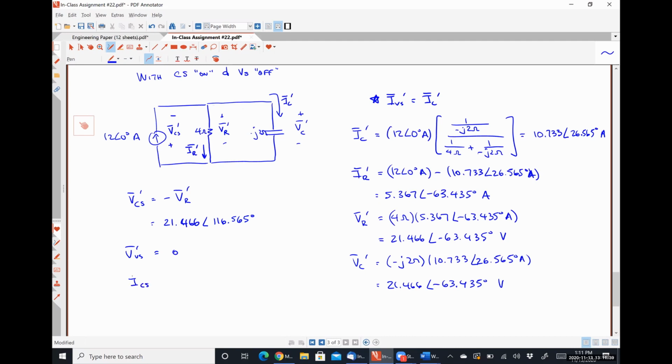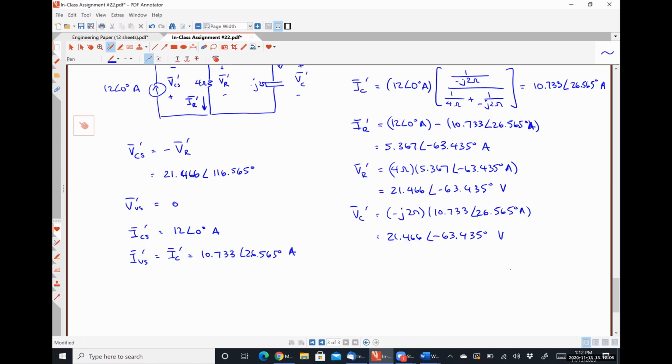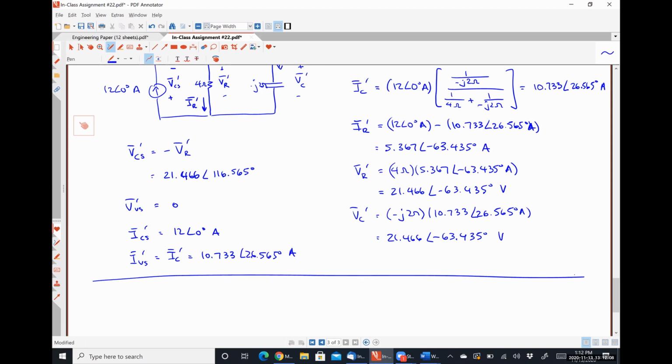I current source prime is 12 angle 0 degrees because that's just our current source being on by itself, so it's fixed. And the current flowing through the voltage source, IC prime, is 10.733 angle 26.565 degrees amps. All right, so that's every and any possible quantity we could want to know in our circuit with our voltage source off, current source on.